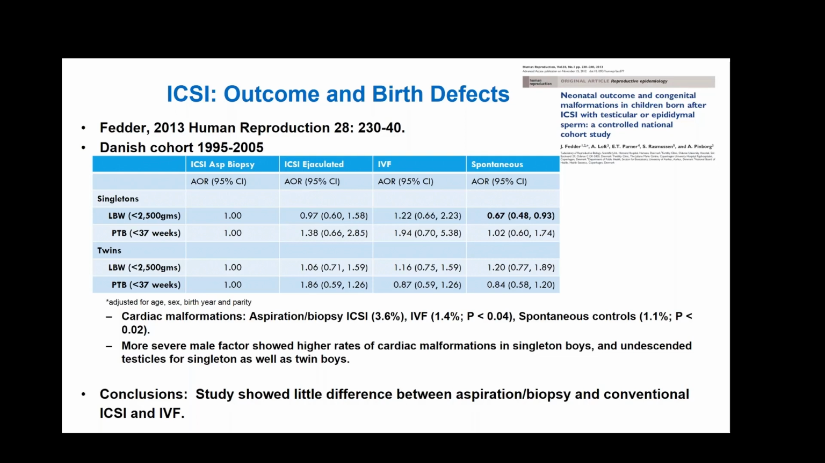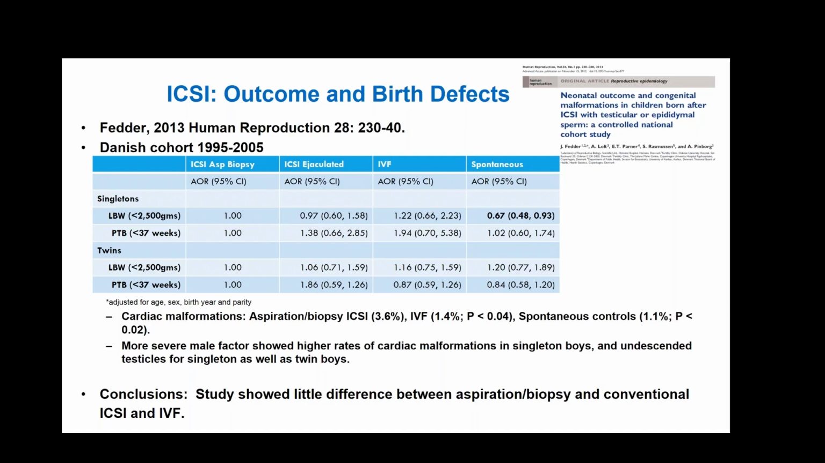Unfortunately, since the aspiration biopsy group was the reference group in this study, it did not also show the direct comparisons of the other groups with spontaneous conceptions. You really can't see whether these are different, but they didn't differ from the aspiration biopsy group. This is the ejaculated sperm with ICSI, and this is the insemination group. Adjusted odds for gestational age did not differ in the groups, but cardiac malformations were 3.6% for the aspiration biopsy group, significantly greater than for the IVF group at 1.4%, or the spontaneous controls at 1.1%.